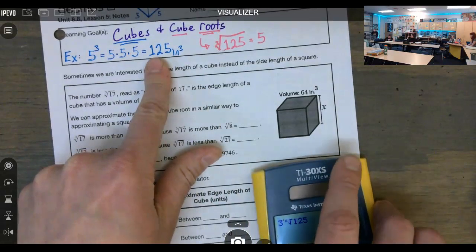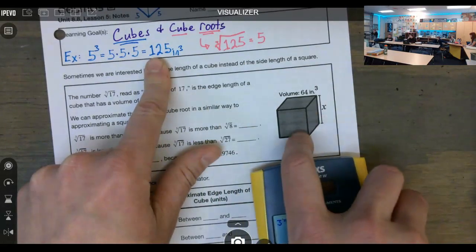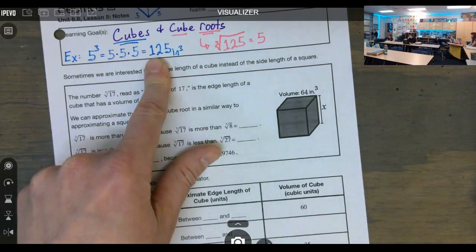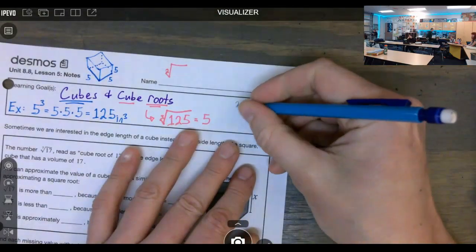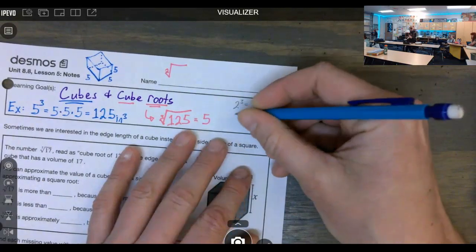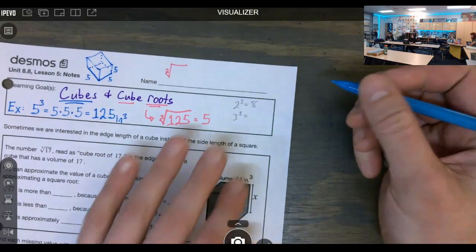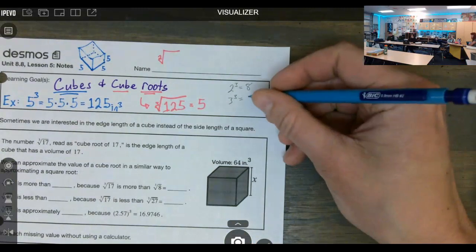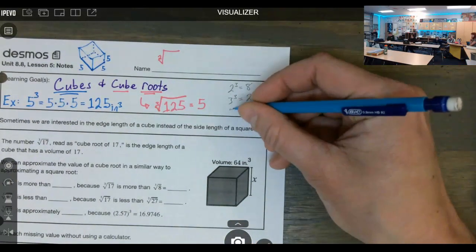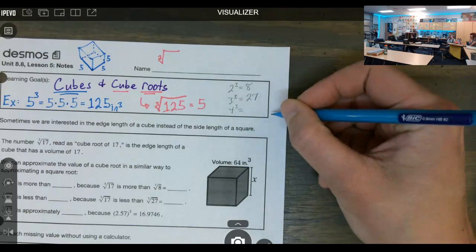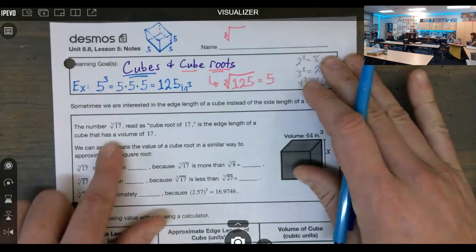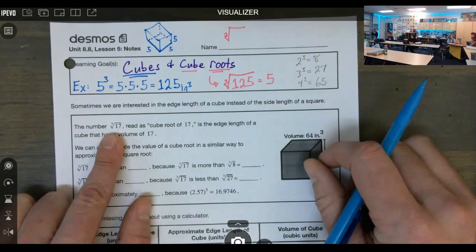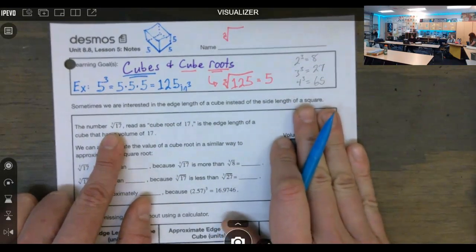Similar to when we did square roots, there are perfect cubes, just like there were perfect squares. 125 is a perfect cube. What's 2 cubed? 2 times 2 times 2? 8. You might think in your head, because real quick, you get pretty big. 2 cubed is 8. What about 3 cubed? 3 times 3 times 3? 4 cubed? 64.